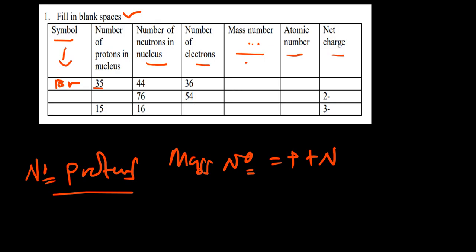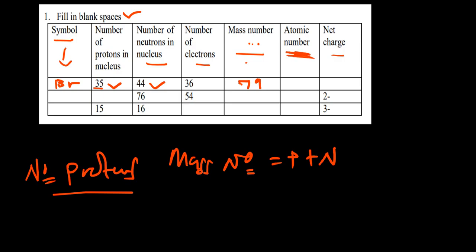Okay, and then here they're saying atomic number. So what do we put under atomic number? Put the proton number. Exactly. Okay, so the proton number and the atomic number are the same. So we're going to write 35 here.